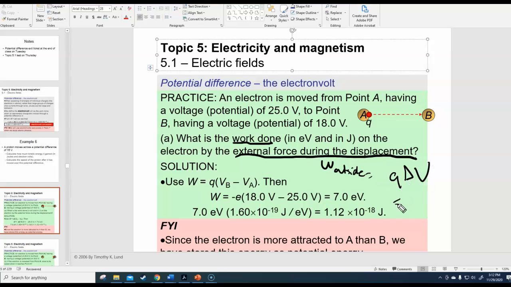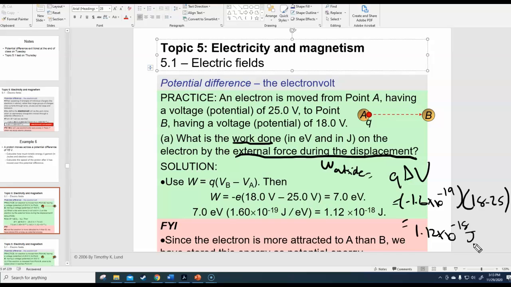And so we know the charge of the electron is negative 1.6 times 10 to the negative 19 coulomb. And so the potential difference here, if we're going from 25 to 18, that is a potential difference of negative 7. Notice that the two negative signs are going to cancel out, and so we're actually going to get a value of approximately 1.12 times 10 to the negative 18 joules. And if you convert that to electron volts, you get about 7 electron volts.